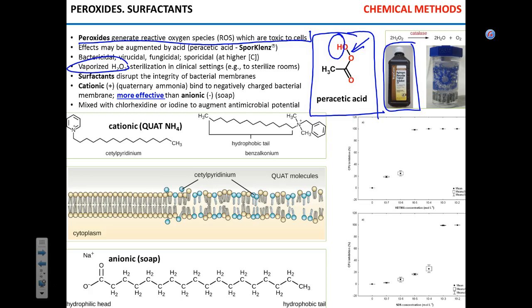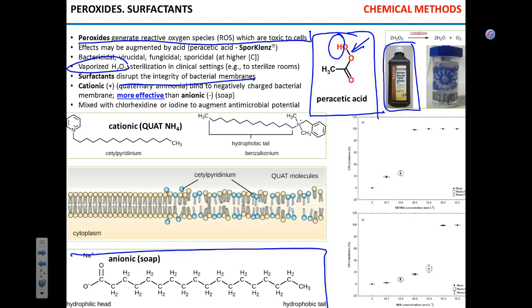Now, surfactants. Surfactant stands for surface active compounds. They essentially disrupt membranes. There are 2 types. We actually have both types in this room, but the ones that are most common are anionic. The soap, dish soap, that antibacterial soap over there, it's all the same.